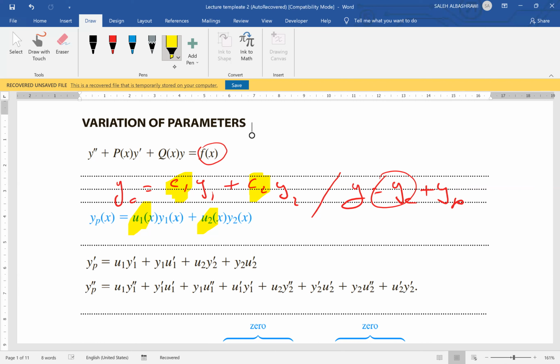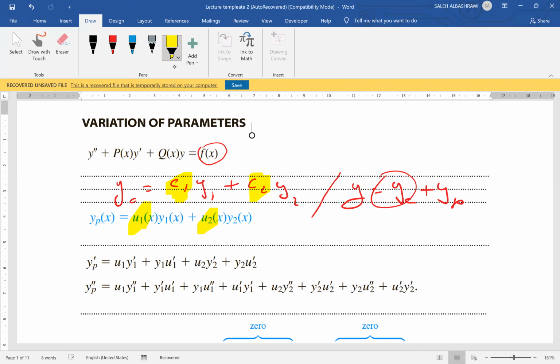Let's find the Wronskian for this one. W equal to the determinant of y1, which is cosine of x, and the derivative for cosine of x, which is minus sine. y2 is sine, and its derivative is cosine of x. Now the determinant is equal to cosine times cosine, which is cosine squared, minus, with the minus sign, it will give me plus sine squared. So this is cosine squared of x plus sine squared of x, which is equal to 1.